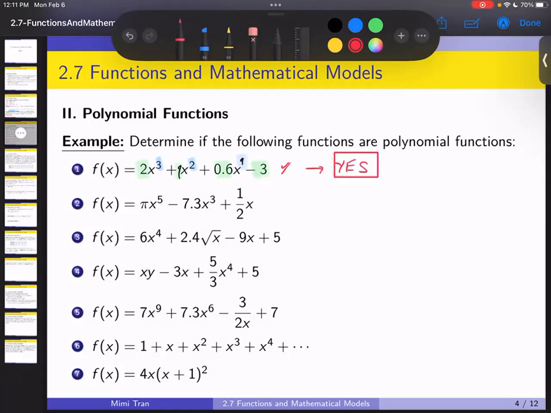What about the next one? Is it a polynomial? Pull up my notes.